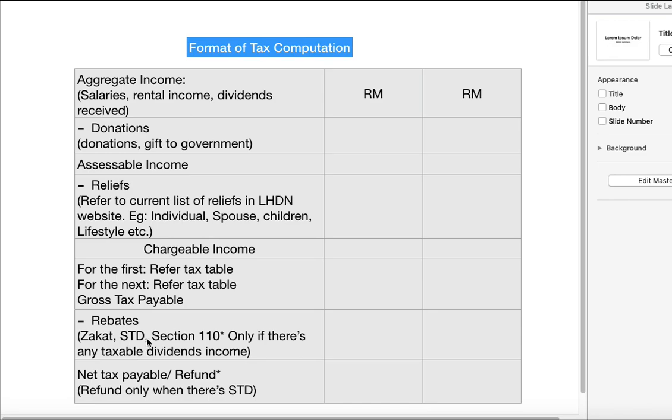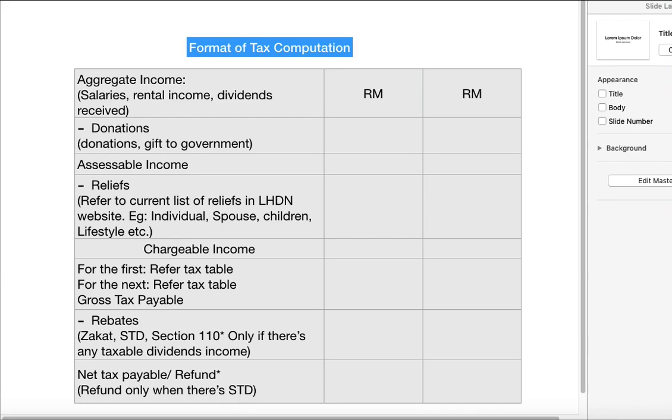Okay, next, after you minus all the rebates here, you akan dapat the net tax payable. Payable ni if the amount is in the positive figure, so kena bayar lagi lah, kena ada tambahan bayaran to the government or LHDN. And then if there is tax refund, tax refund ni if the amount is in negative figure. Okay, but you see here, the refund only applicable when there is STD. Kalau dia tak ada STD, if there is no STD, tak buat potongan gaji pun, dia tak akan dapat refund pun. It's just kalau dia negatif tu cuma dia tak perlu bayar cukai lah. Itu saja, dia tak akan dapat refund.